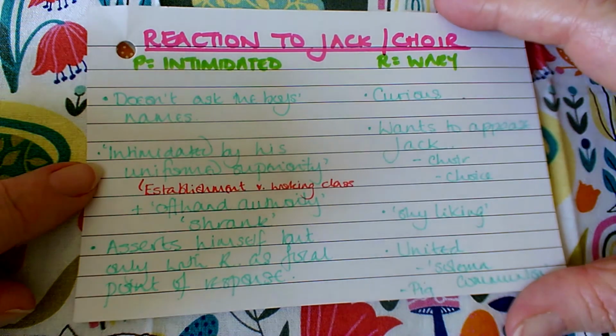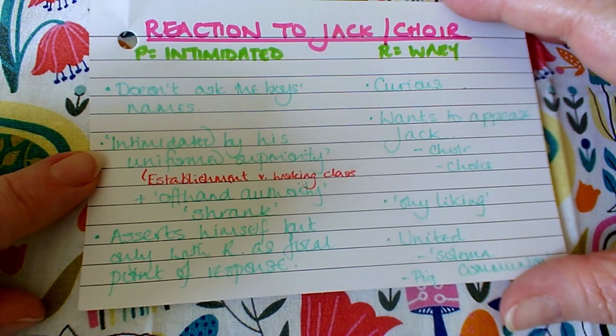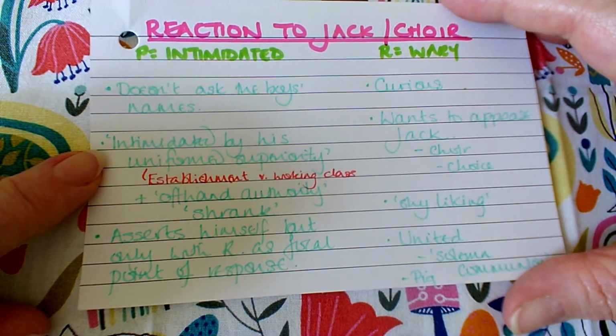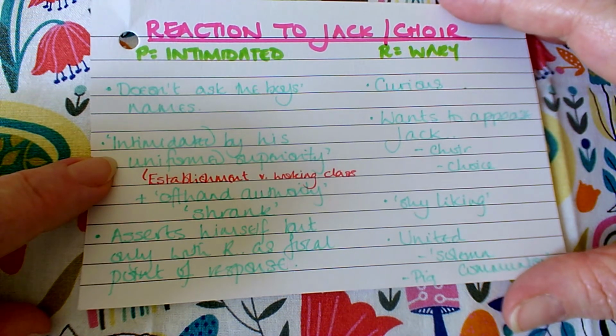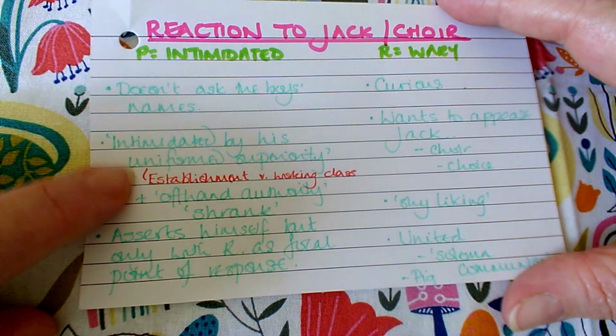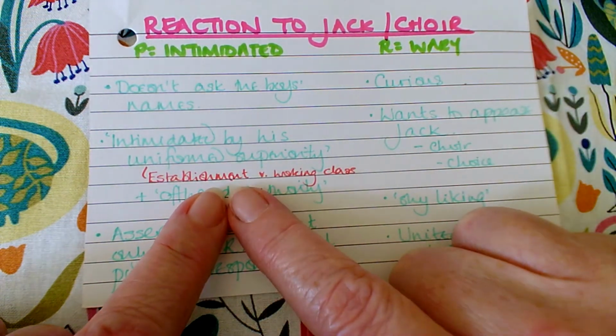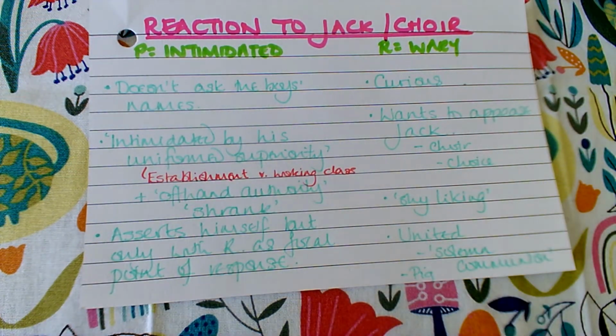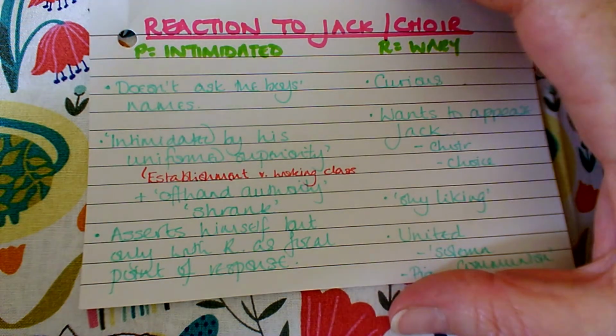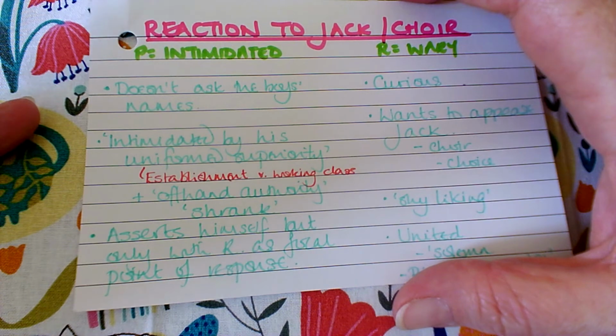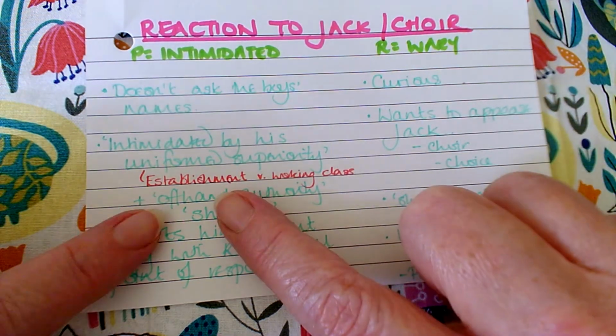And then Golding is very explicit about the way Piggy feels about him being intimidated. In fact, that's the word he uses. He's intimidated by Jack's uniformed superiority. And my interpretation here is that Jack wearing his uniform kind of represents the establishment, so it would remind Piggy of what his position is back home as a working class boy.